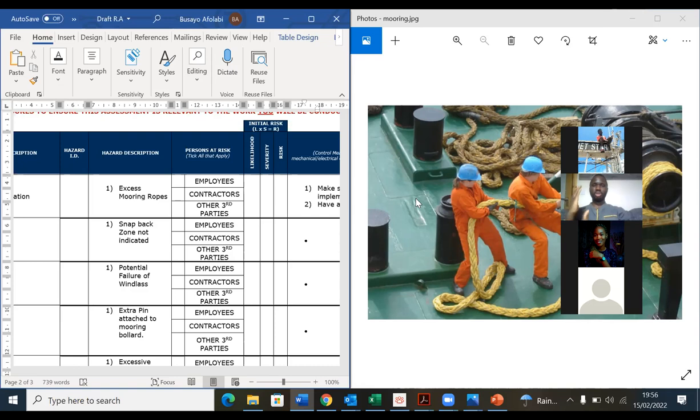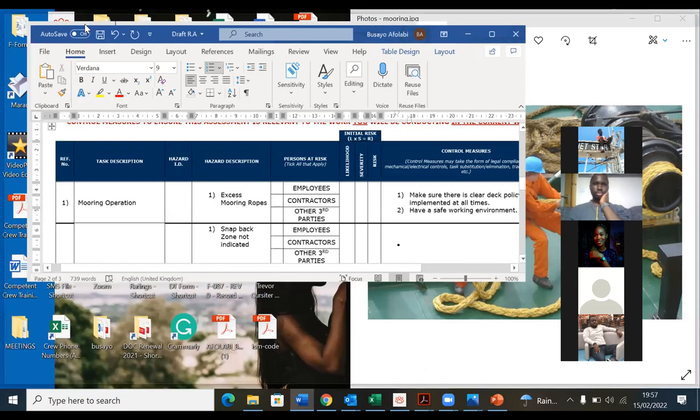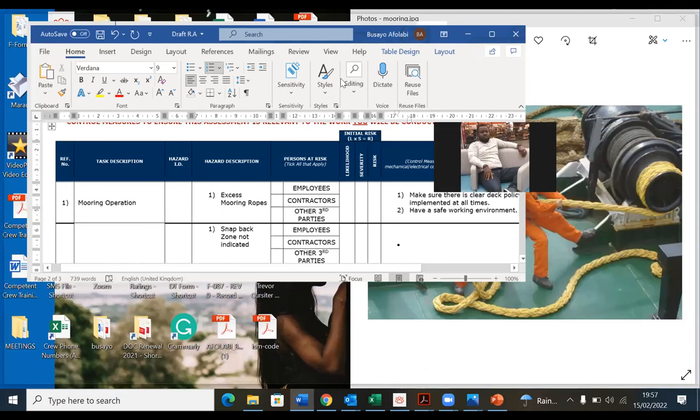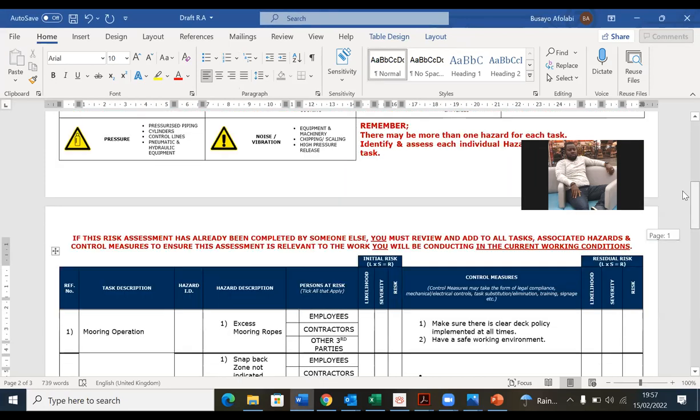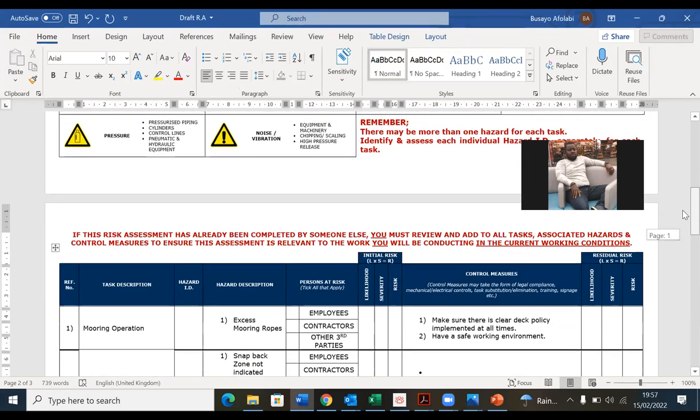So please, Captain Joshua, we've highlighted the hazard, we've highlighted persons at risk. What will be the next step, sir? Then we go down to control measures. Okay, thank you, Captain Afolabi. As you can see on the form, after the hazard description, we have the person at risk. For the excessive mooring rope, we all believe the person at risk is the employee.